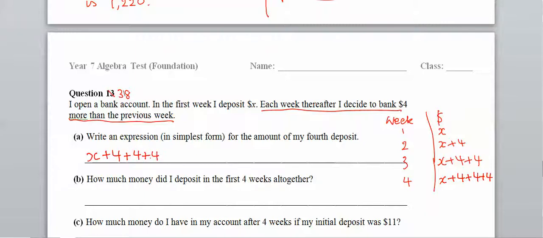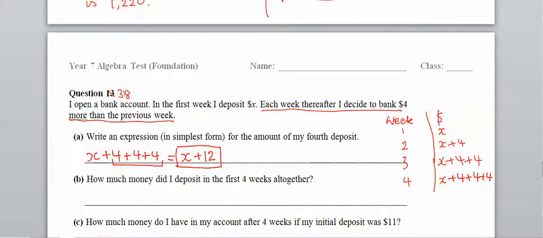But we need to simplify this because we've got all the constant terms here, which can be added together. So in simplest form, this equals X plus 12. So our expression for my fourth week is X plus 12.